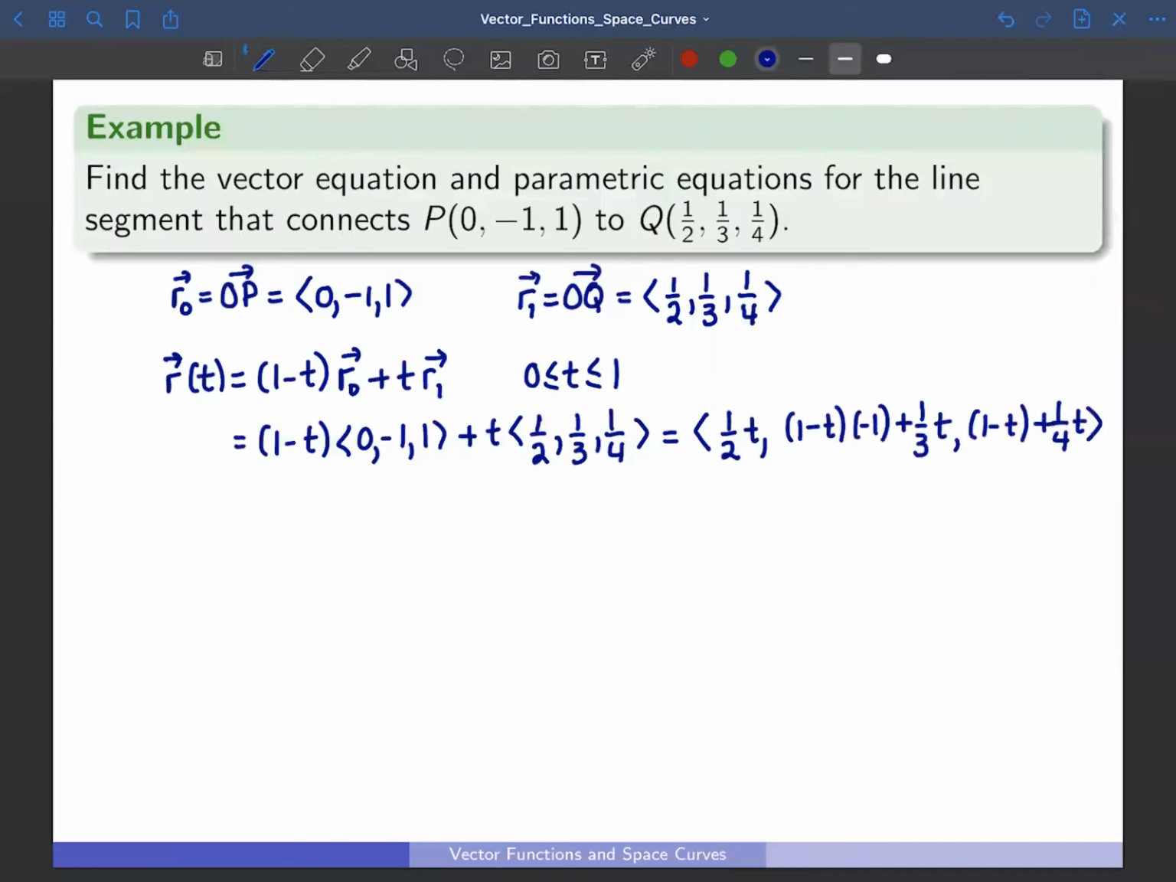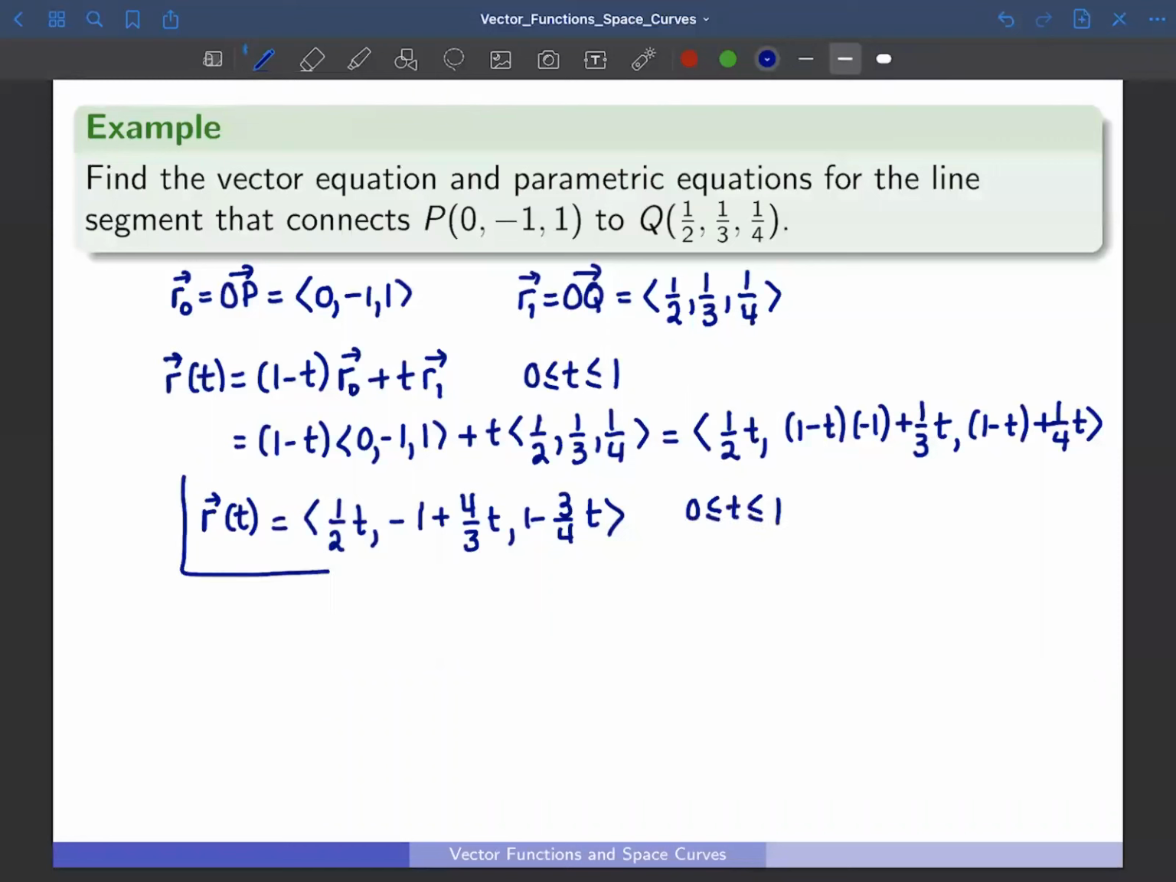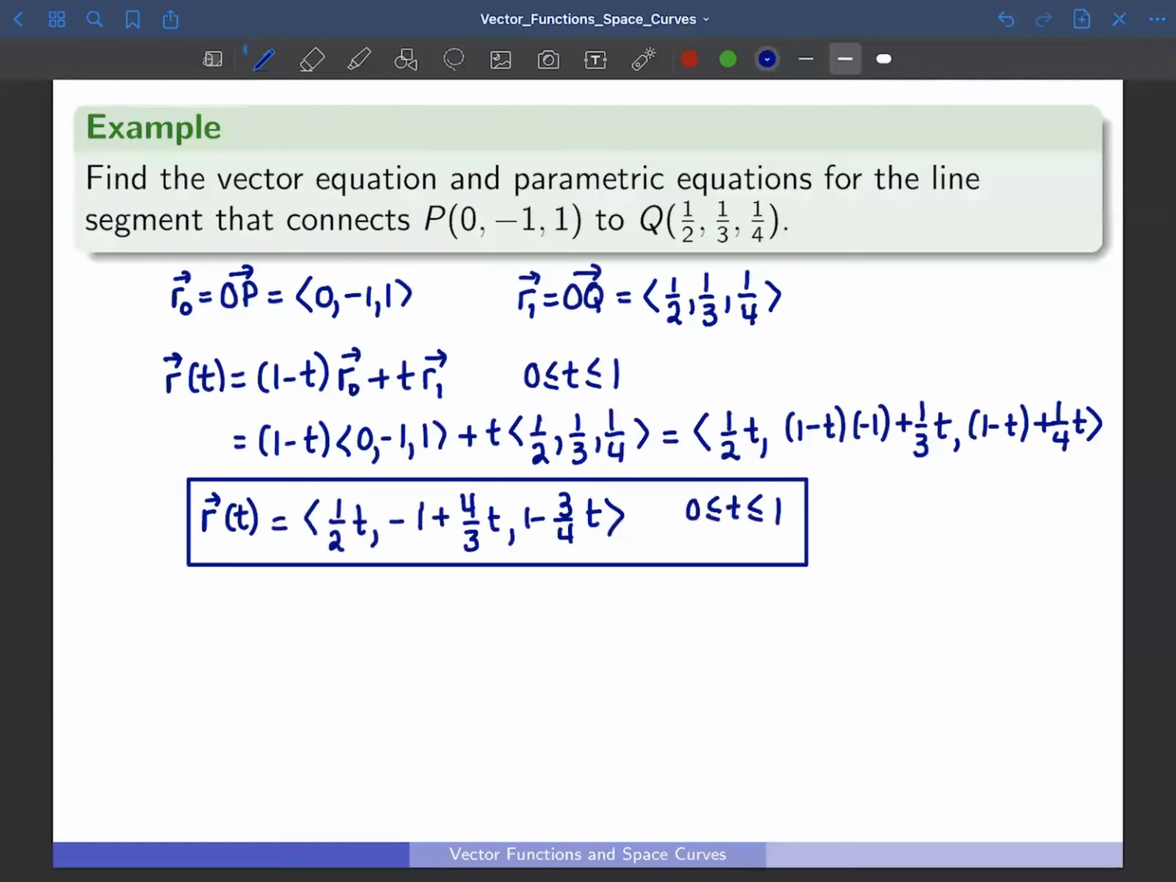If we simplify here, the vector equation of the line segment is equal to the vector with components 1/2 t, -1 plus 4/3 t, 1 minus 3/4 times t. And this is valid when 0 is less than or equal to t, less than or equal to 1. So this is the vector equation of the line segment.